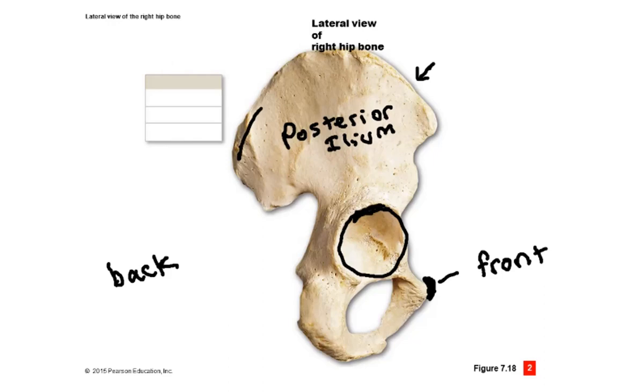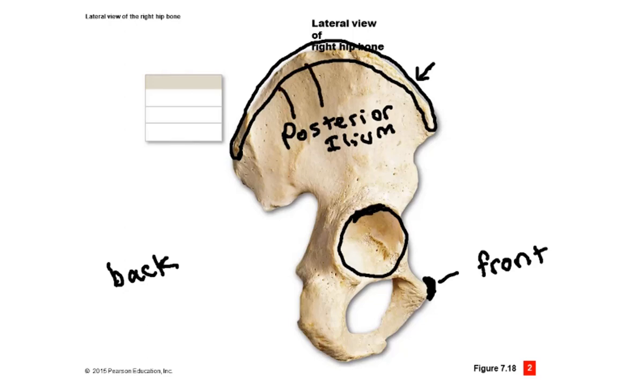So this would be the back of the iliac crest. Do you see how rough it is? That's because a lot of the muscles attach there. And can you see these lines in the bone? These lines coming down? Those are gluteal lines. And I don't think you need to know the names of them, but I just wanted to point them out just so you saw them.